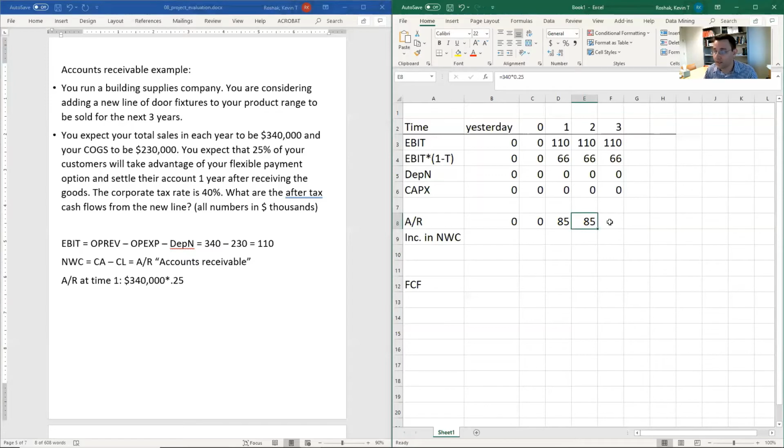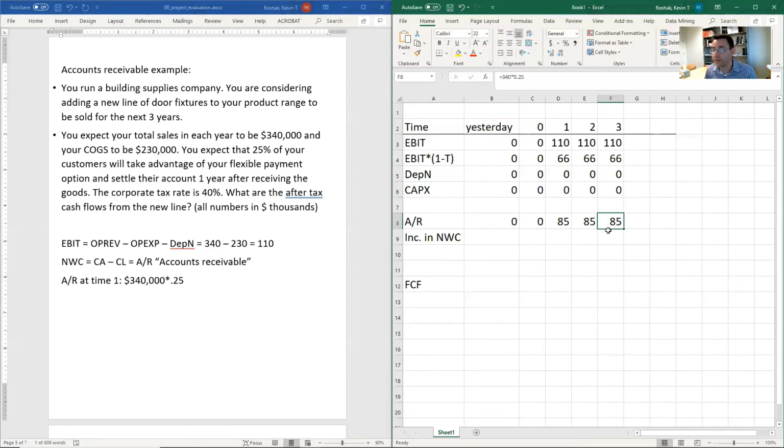Likewise, at time 3, the folks who bought at time 2 pay back what they owe us at time 3, but at time 3 we have new sales. We've got this extra $340,000 in sales at time 3, which means we've got an extra $85 worth of stuff that people owe us. Okay. Is that the end of it?